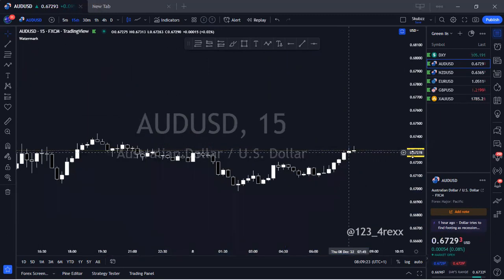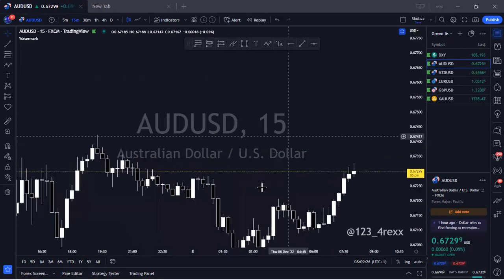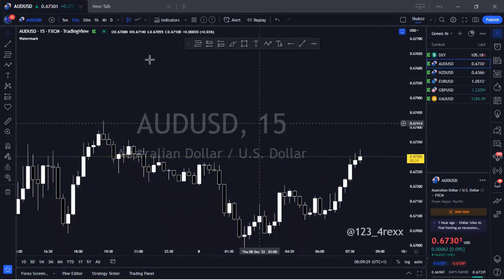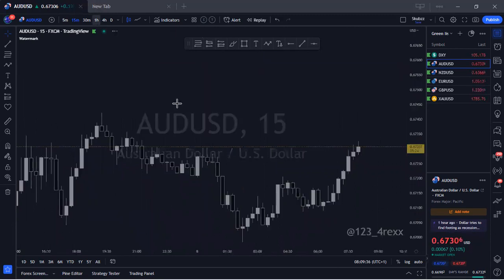Let me see. Okay, there was no entry criteria like that. There was more of a break and then a retest of structure. So basically, that's what we're going to be doing instead. Let's see if we'll still be able to trade some minor structure today.